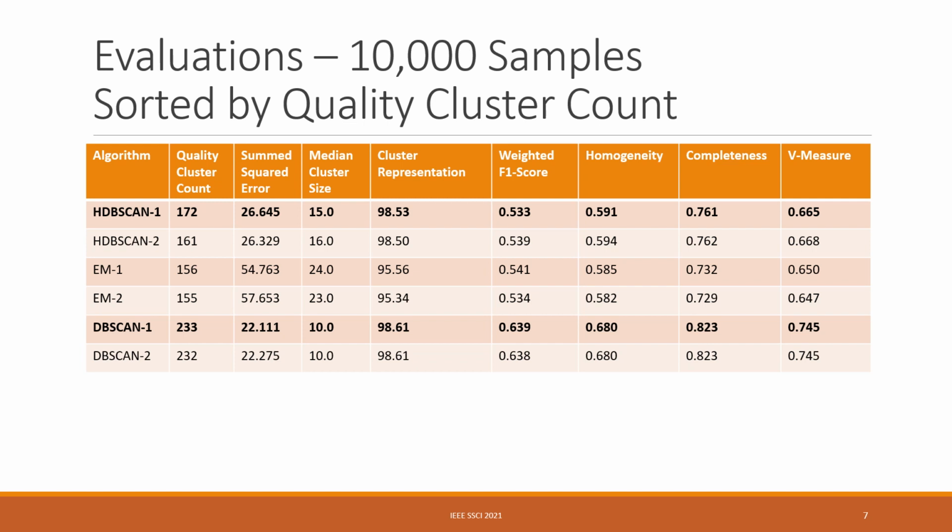And as we can see here, DBScan continues to perform quite well. It actually beats HDBScan across the board in all metrics but median cluster size. And median cluster size is a metric of interest for us. As median cluster size increases, we do expect other metrics to fall, and we can see that happening here with HDBScan.